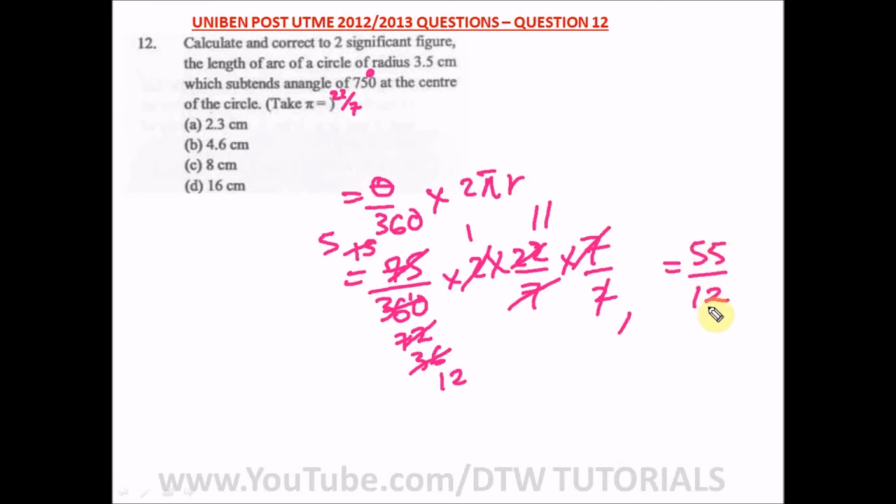That's 55/12. And how many times can 12 go in 55? It can go 4 times. That's 48. So we have 4 whole number, remainder 7/12. So from here, to two significant figures, our answer would definitely be B. Option B is the correct answer, since there's only 4 here, so no other 4. So option B is the correct answer.